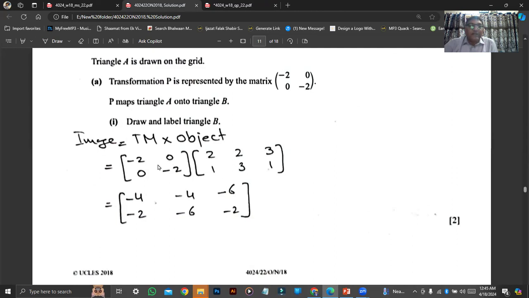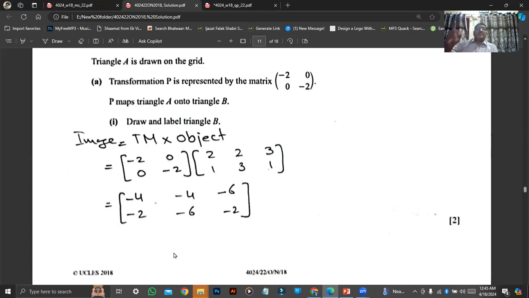I will multiply them. First row multiplied with the first column, then the first row with the second column, then the first row with the third column. Then the second row will multiply with the first column, the second column, and then the third column, and I will write the answers here. So you can see the answer will be -4, -2, -4, -6, -6, -2. So these are the coordinates of the image.